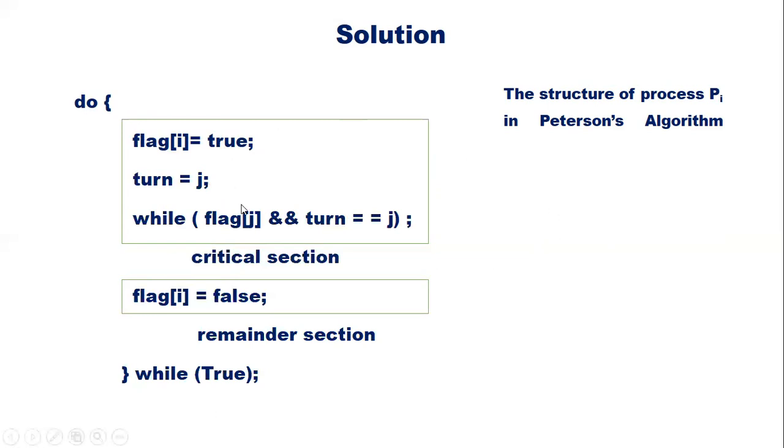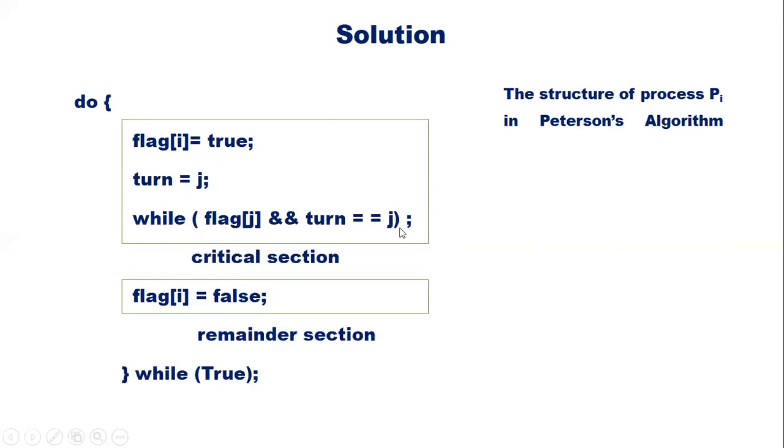It then checks the value of the variable flag and the value of the variable turn. If the other process's flag is true and turn is equal to the other process number, then it will be trapped in this while loop. While flag[j] and turn is equal to j, it waits until the condition becomes false. This is a null statement, so this while loop has no body. When the condition becomes false, it exits from this loop.